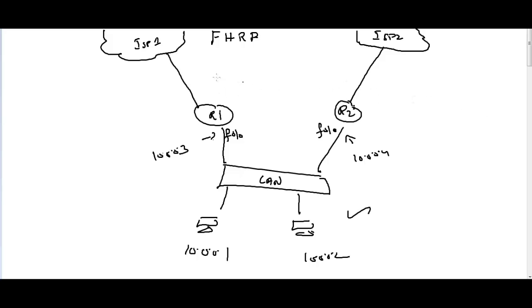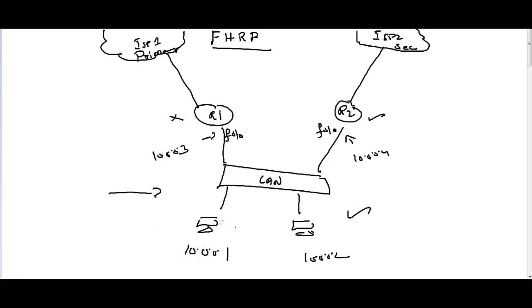and maybe I want ISP1 to be the primary one, and ISP2 of course secondary. So whenever ISP1 or router 1 fails, I can switch over to ISP2 via router 2. That's my idea of having this first hop redundancy protocol. That is the first hop. R1, router 1 and router 2 are the first hop for the network that is there in the LAN.